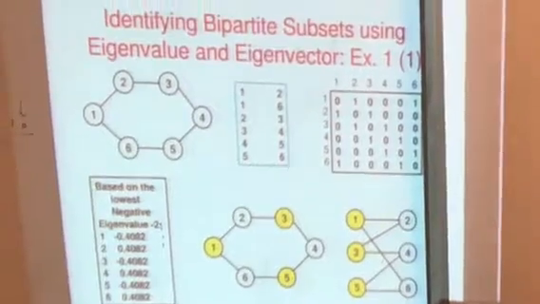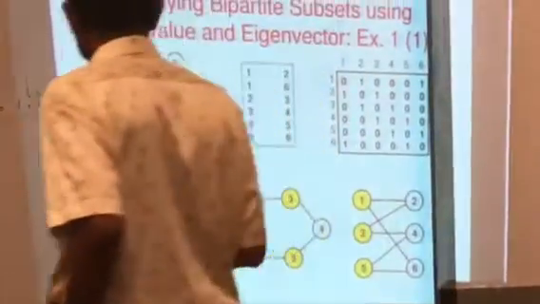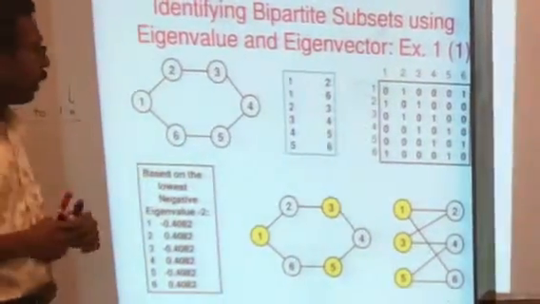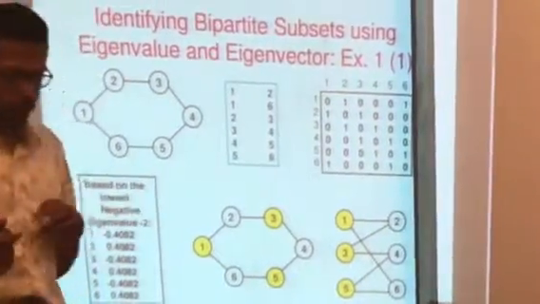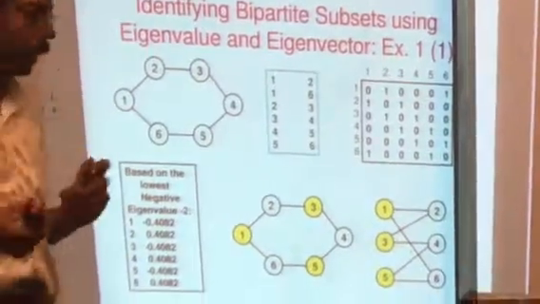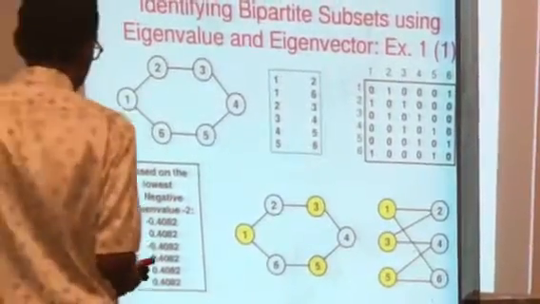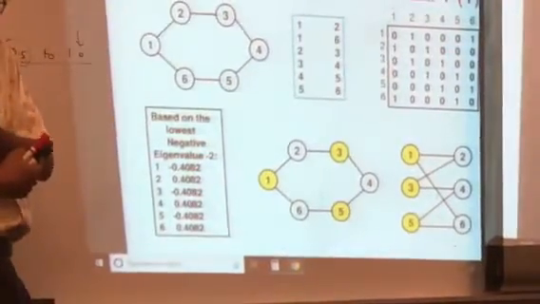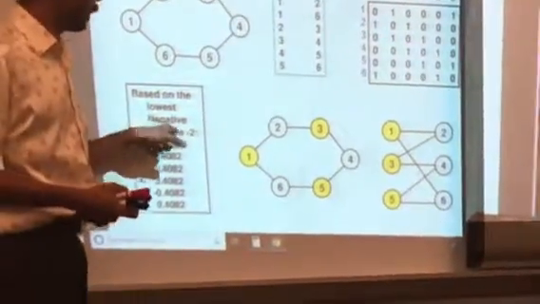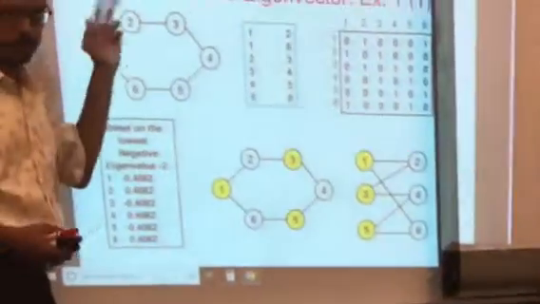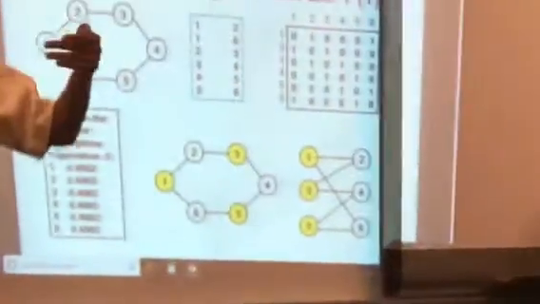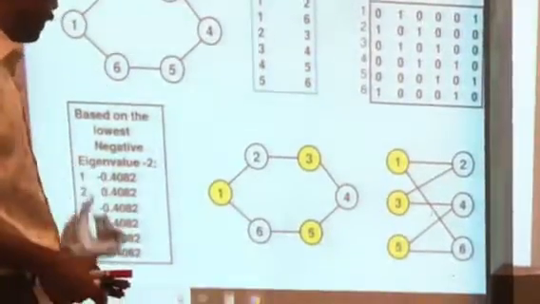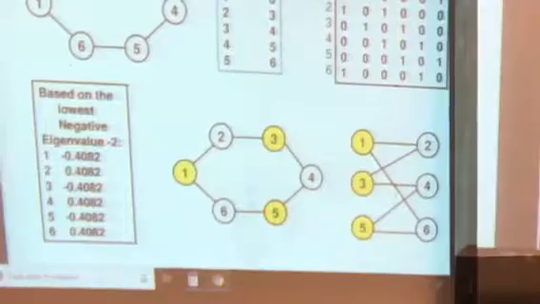So the approach is this. Again, we don't need to know whether the graph is truly bipartite or not. What we'll do is just find eigenvalues and the corresponding eigenvectors. Pick up the eigenvector corresponding to the lowest eigenvalue. So this is the lowest eigenvalue for this graph. It's all the numbers, -2, -2, then -1, and so on. So -2 is the lowest eigenvalue, and this is its corresponding eigenvector.